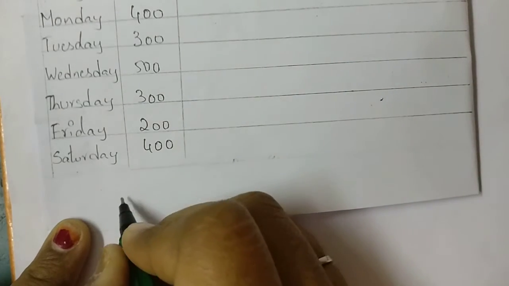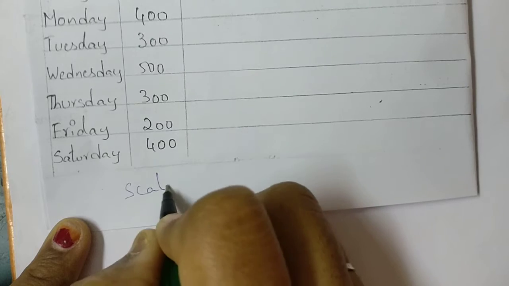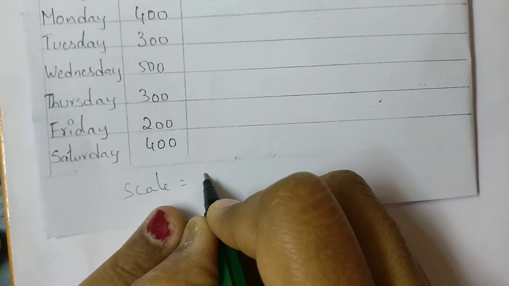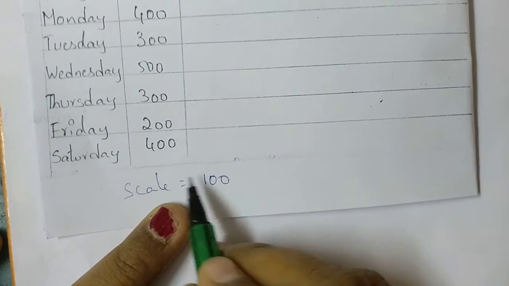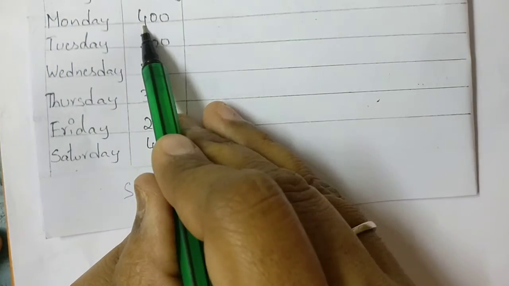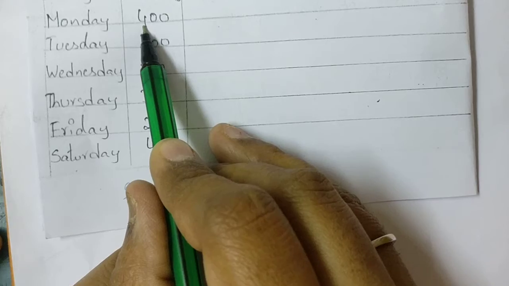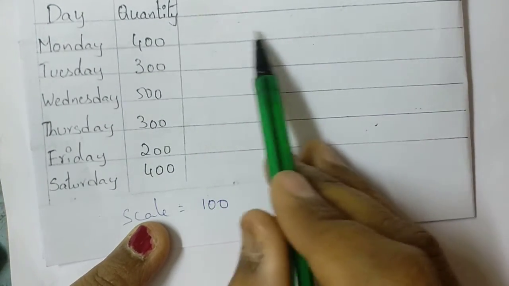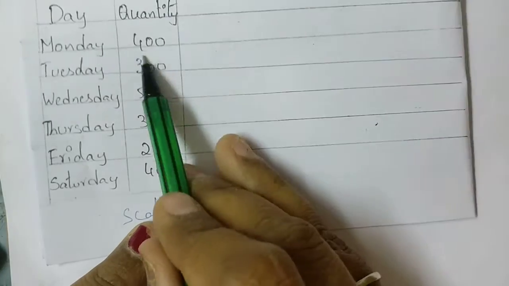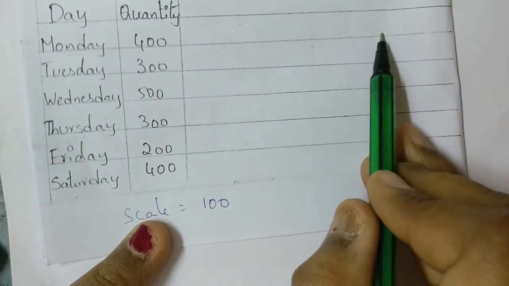Scale means one figure, one picture, is equal to 100. Okay, one picture is equal to 100. So here, how many are they given? Monday, 400. So one picture equals 100. Like that, how many pictures can we draw? 400 means 4 pictures we have to draw.